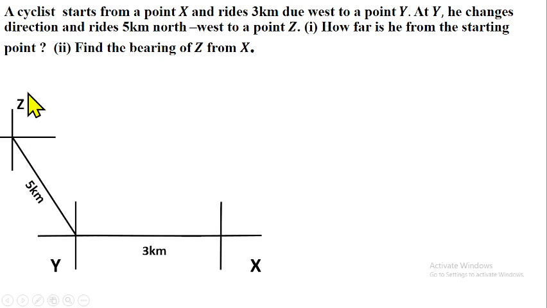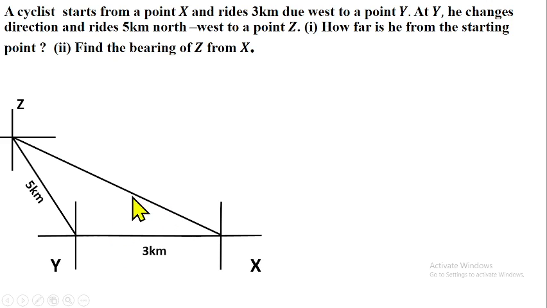So another cardinal point Z. Then you can now join Z to X to form a triangle. How far is he from the starting point? Where is the starting point? This is the starting point, and this is where the cyclist is now. So we have to find how far the cyclist, who is here right now, is from the starting point, which is here. So we are looking for side XZ.